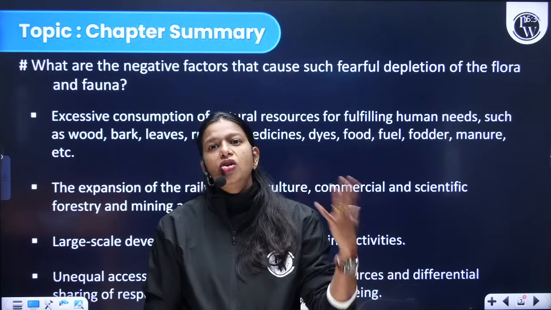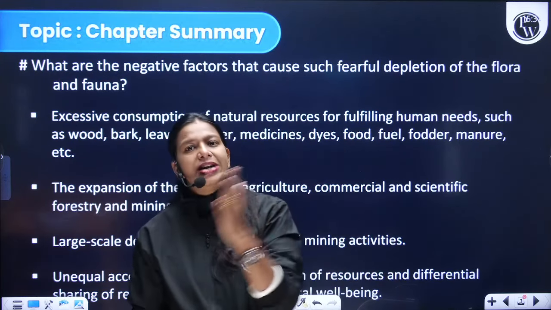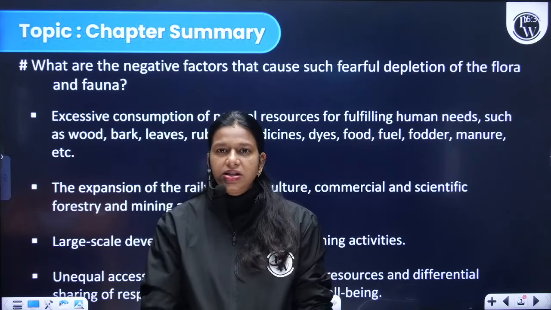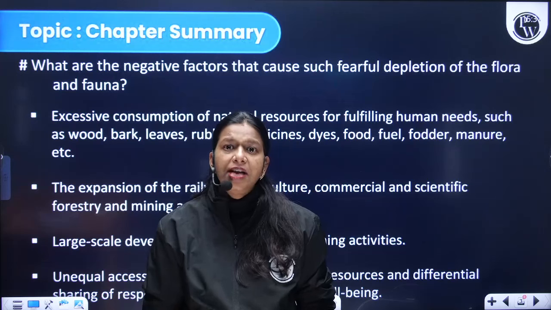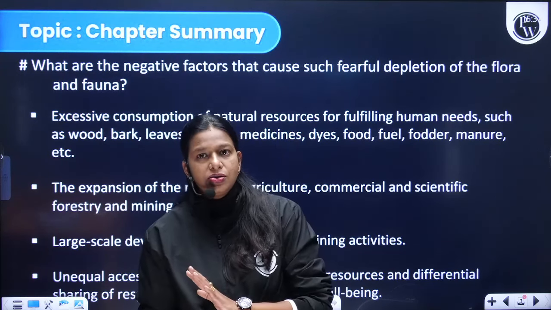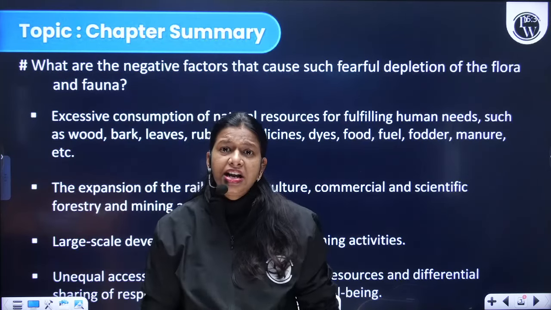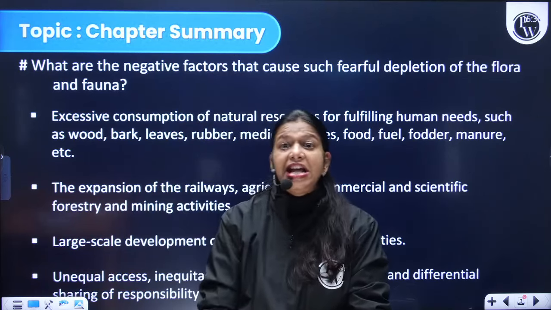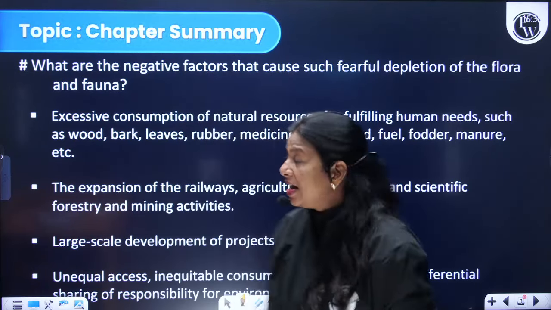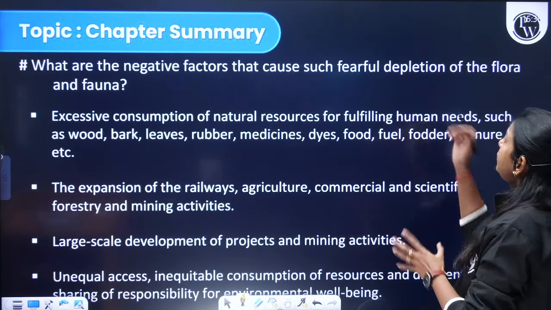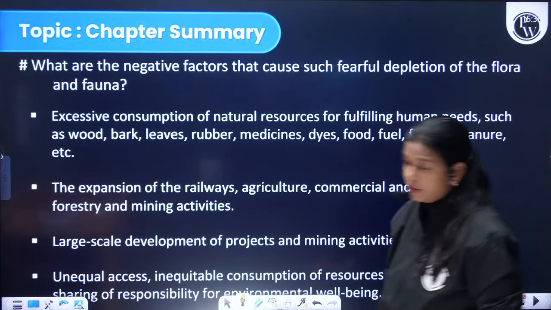And with the loss of forest coverage, we also witnessed a loss in the fauna variety, because that's their habitat, that's the place where they live. So if the forests were no more, then definitely the wildlife also suffered, and then intense hunting and poaching also was a result of depletion, or endangerment, of many wildlife. Let's move on. What are the negative factors that cause such fearful depletion of flora and fauna?